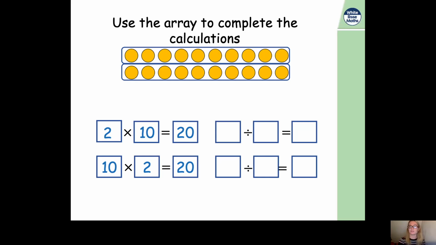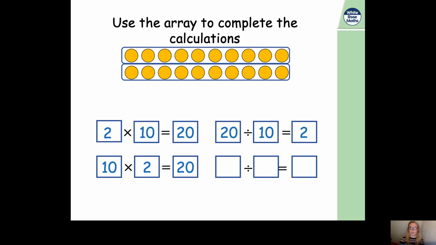Okay, let's try the division ones now. So let's start with grouping. So I've got 20 counters and I'd like to put them into groups of 10. How many groups can I make with my counters? So 20 counters, putting them into groups of 10. How many groups? Well, look, can you see I've put my counters into groups of 10 and how many groups have I got? I've got 1, 2 groups. So I can write 20 divided by 10 equals 2.